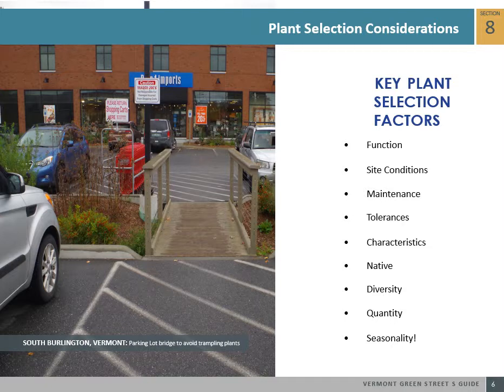Another key plant selection factor is seasonality. With our 4 distinct seasons, it is essential to consider a variety of plants in terms of structure. That is, selecting plants that are woody or retain structure, such as some ornamental grasses, during the winter can add interest year-round.